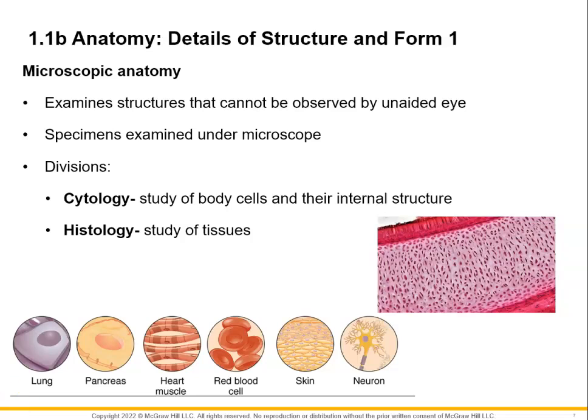Both anatomy and physiology are very, very large fields of study, so it's helpful to subdivide them into smaller areas of content. For example, microscopic anatomy looks at things that are too small for us to see without some sort of tool like a microscope. So we can prepare tissues or cells, and using a microscope we can visualize them, again, because they're too small for the naked eye to see.